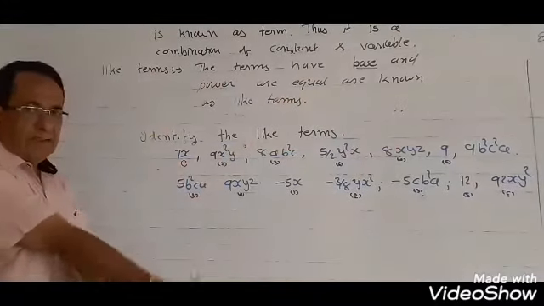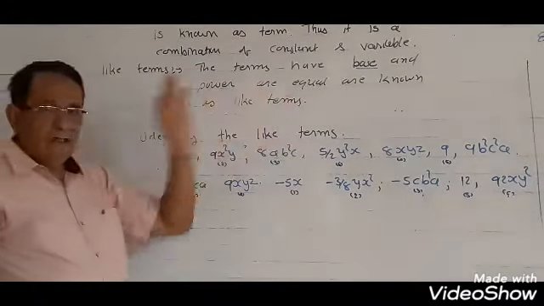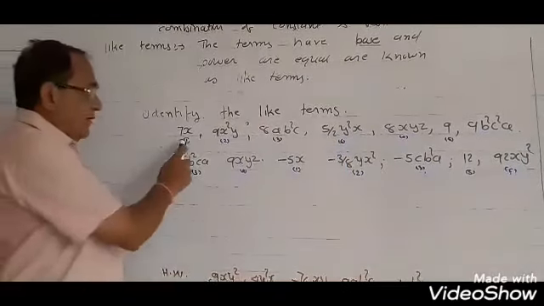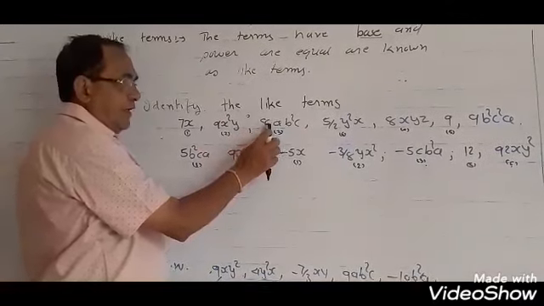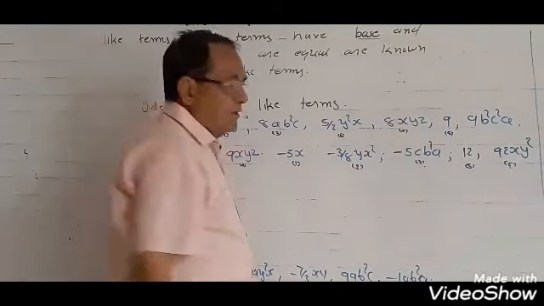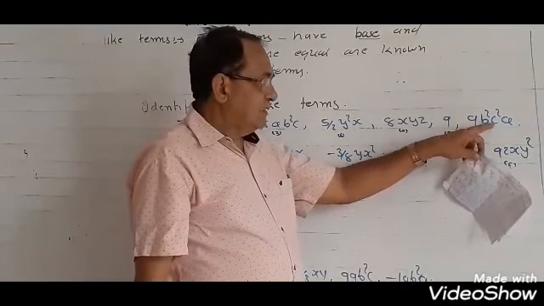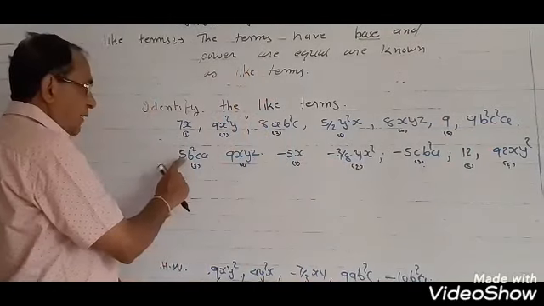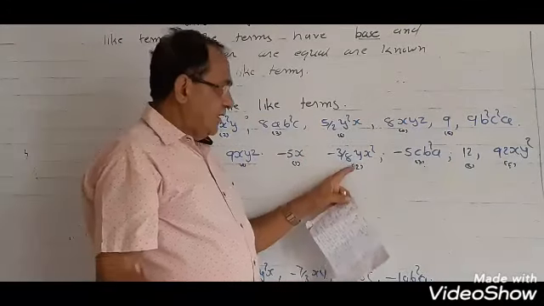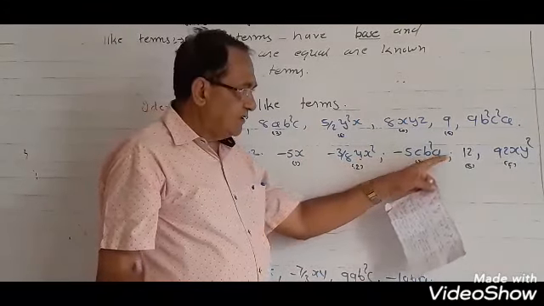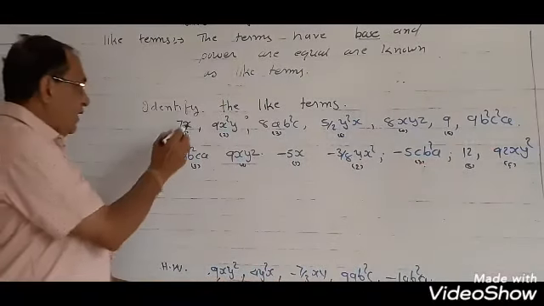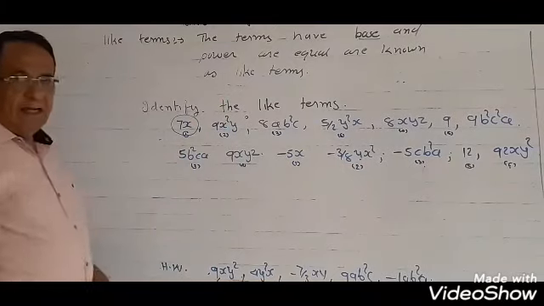Now I will take one example here. Identify the like terms. Identify which are like terms in this: 7x, 9x square y, 8ab square c, 5/2 y square x, 8xyz, 9b square c square a, 5b square c a, 9xyz, minus 5x, minus 3/8 yx square, minus 5cb square, 12, 92x square y. Okay, first of all I will find the like term of this one.